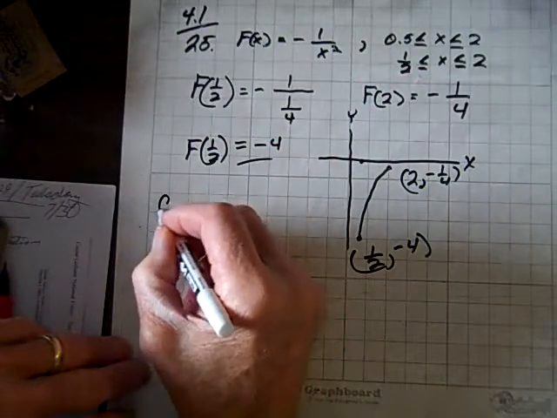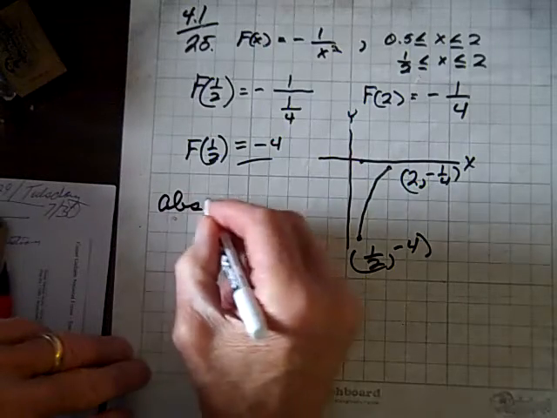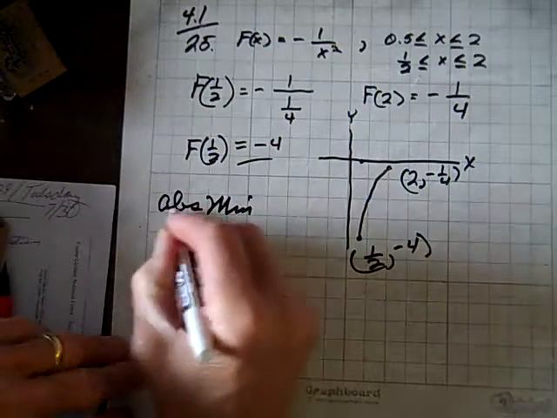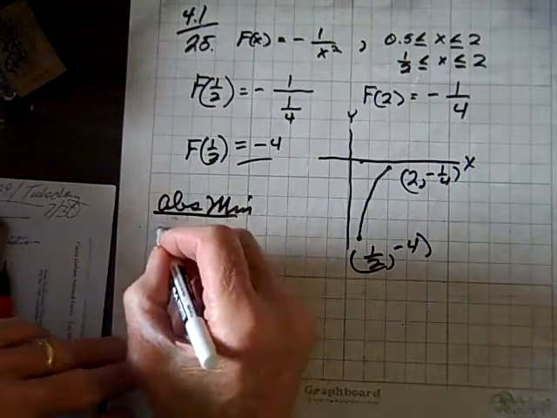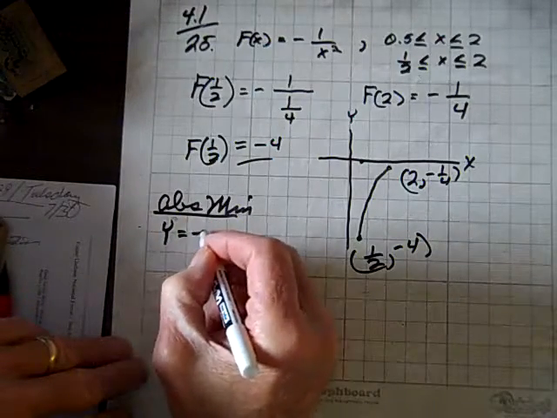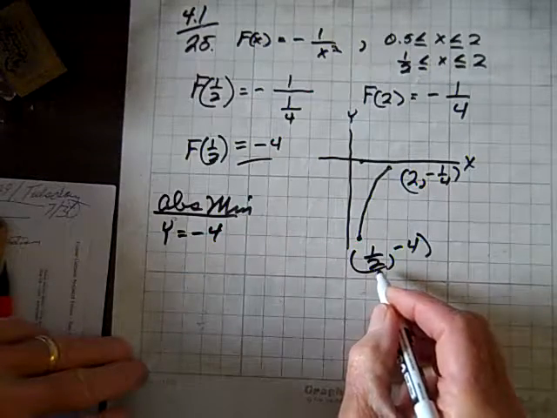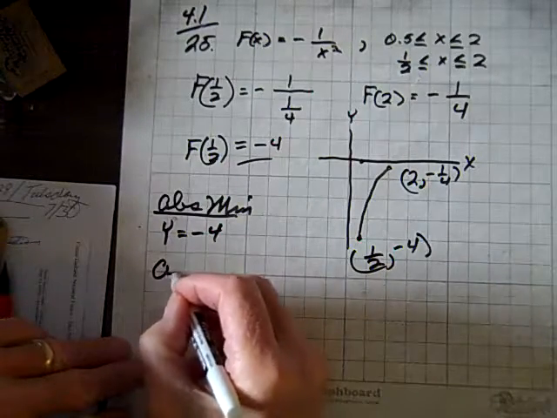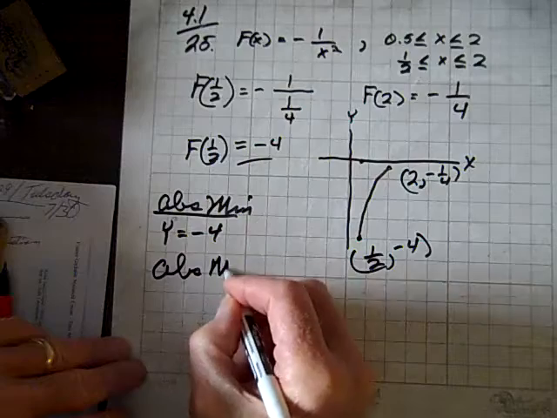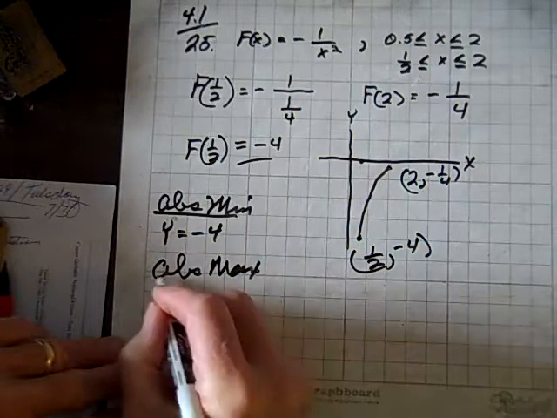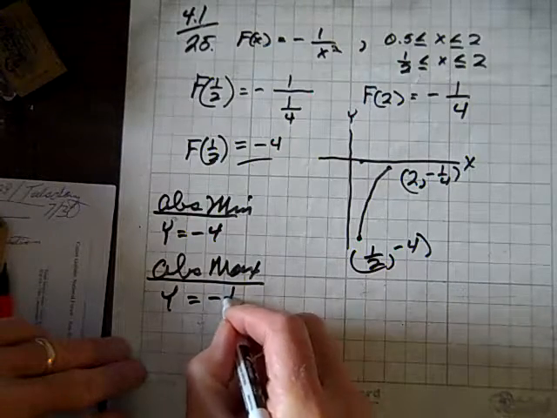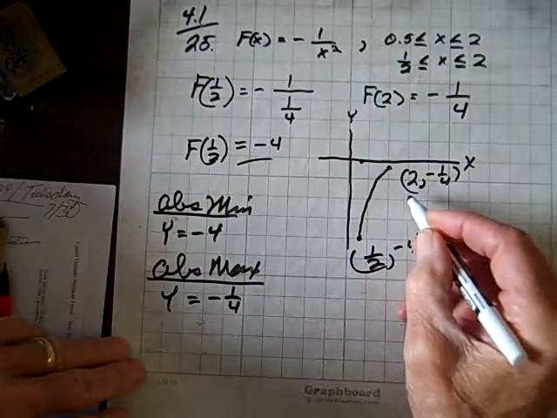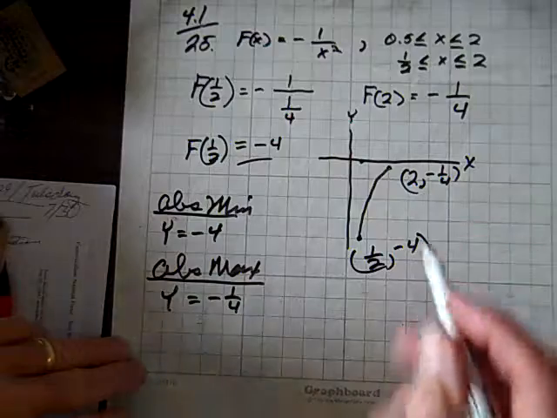And our absolute min is negative 4. Y equals negative 4. It occurs at x equals 1/2. Our absolute max is y equals negative 1/4, and it occurs at x equals 2, and we're done.